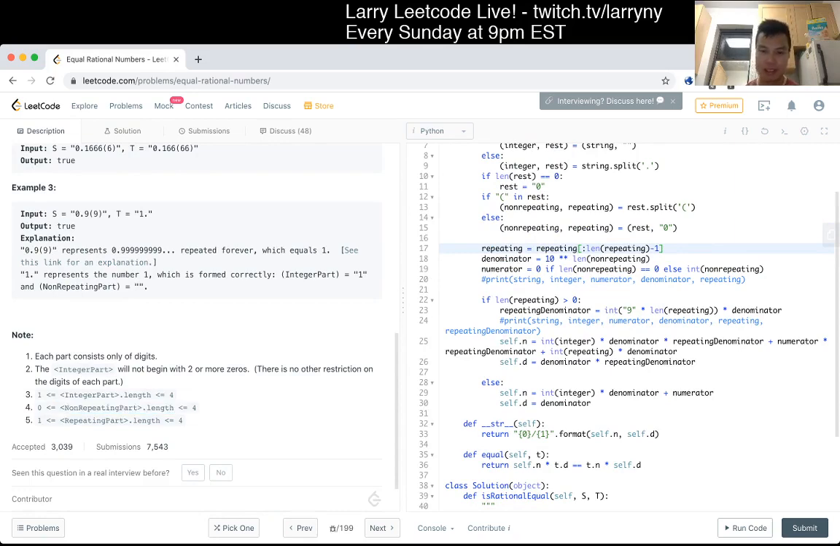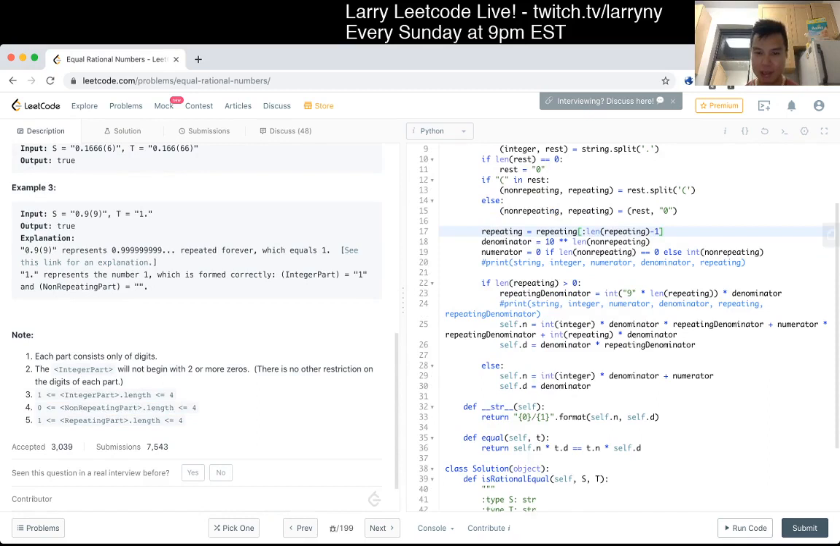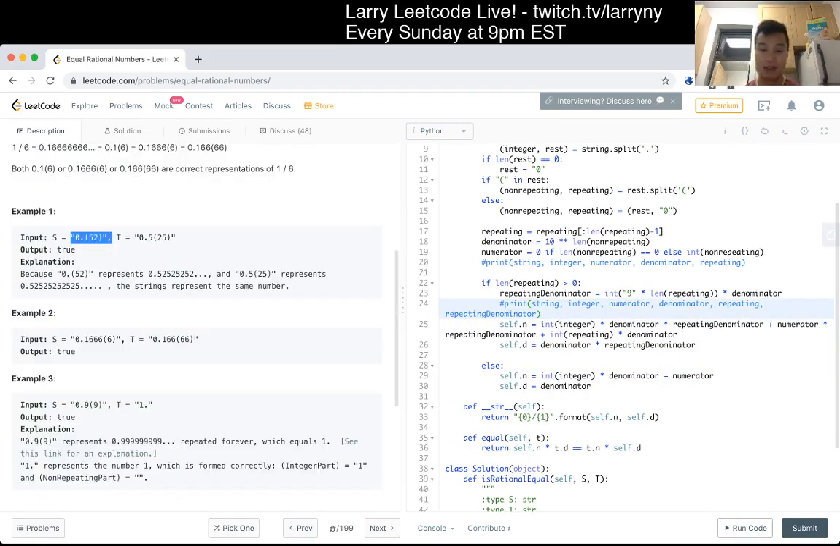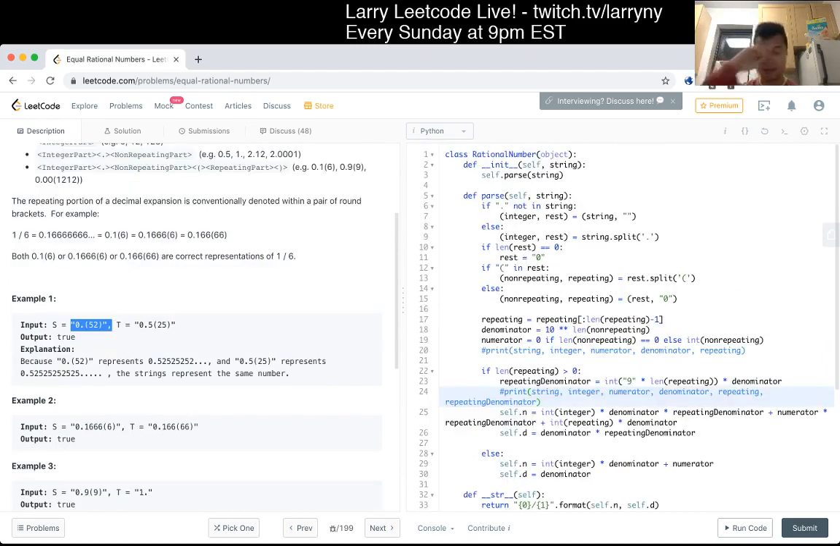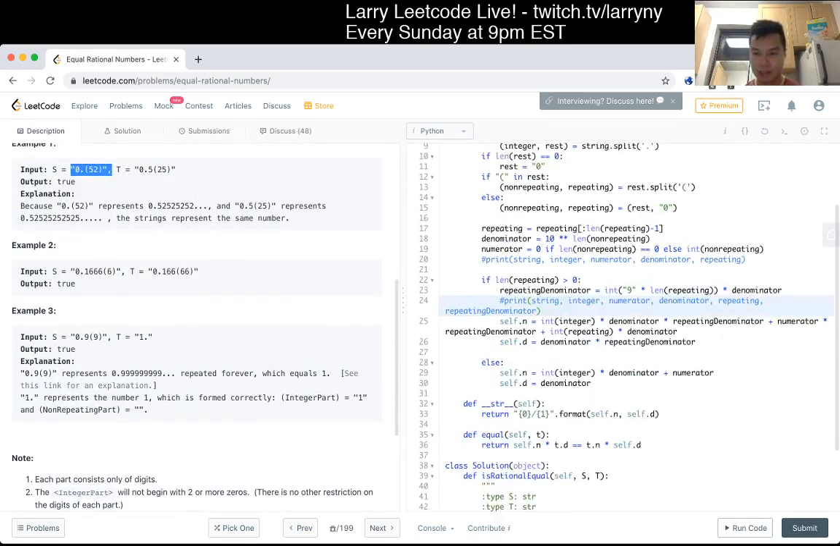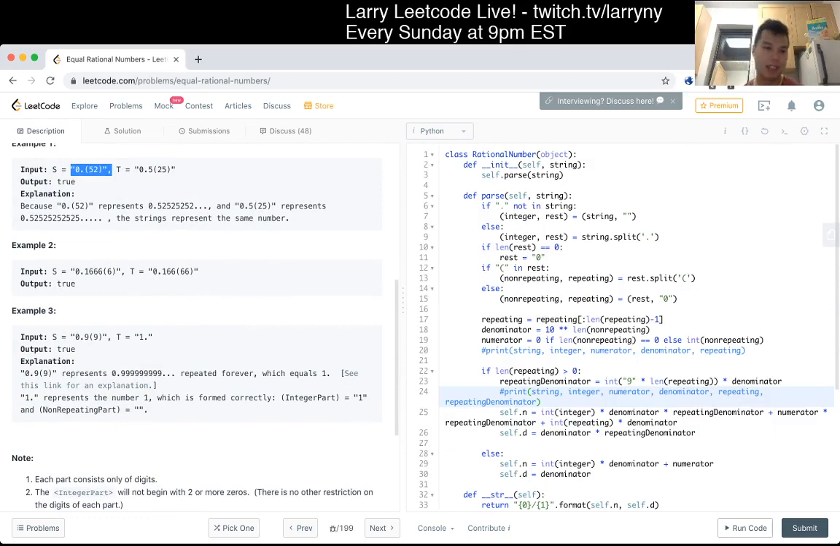One thing that I did think about was maybe simplifying the fraction. But essentially, what I do is I convert each of these numbers to a fraction containing the numerator and the denominator, and then just compare it that way. And everything here in the code just checks for that.